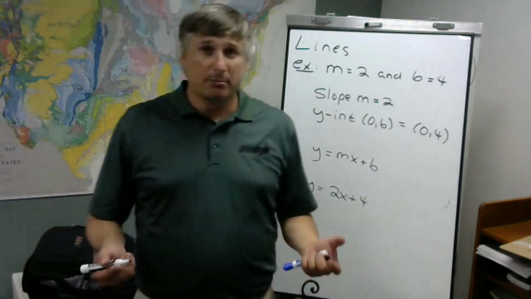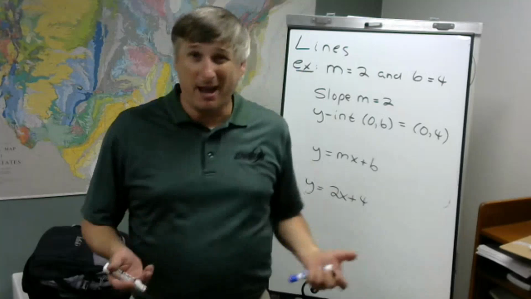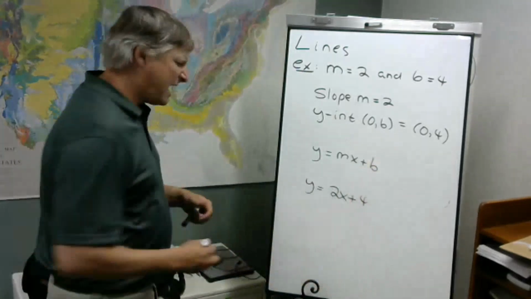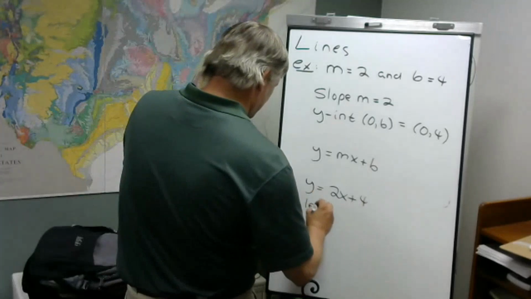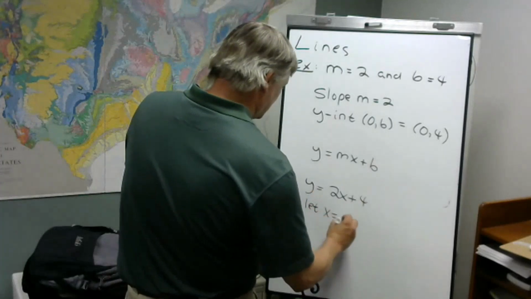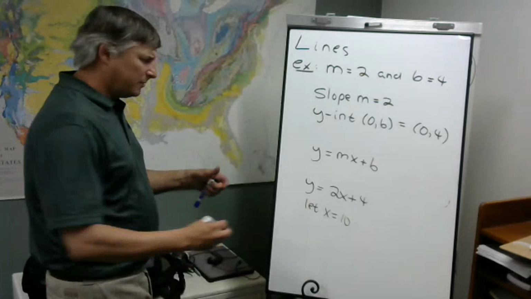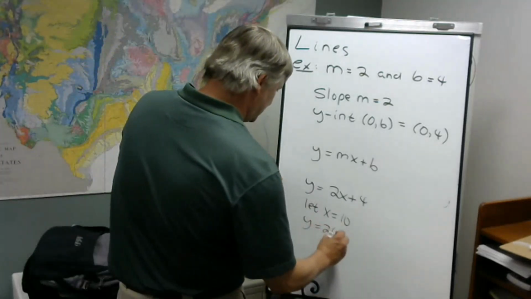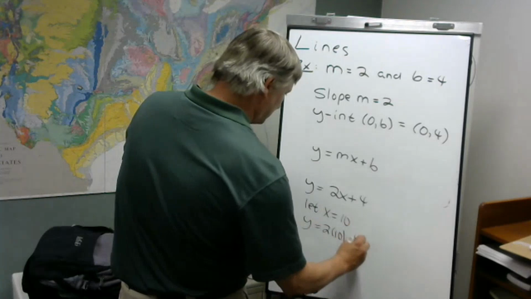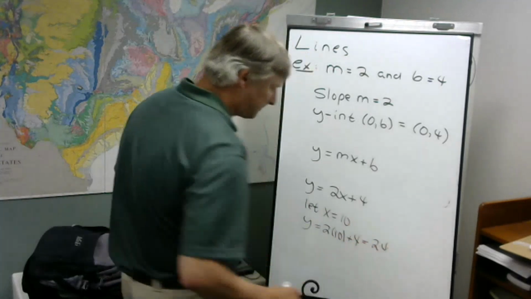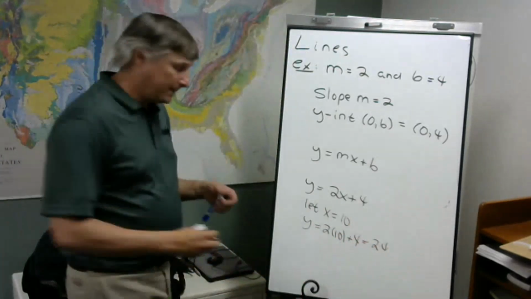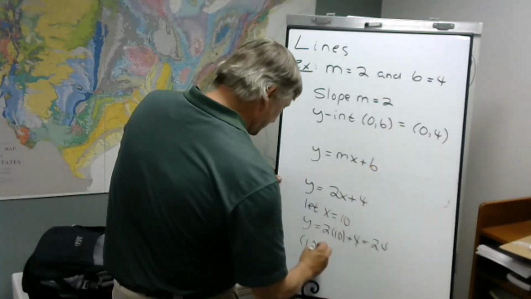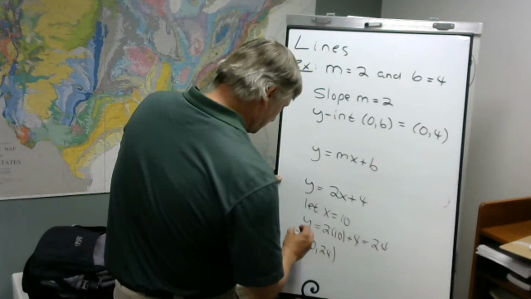And if we want to generate a point on this line, well, we already have a point on this line. Let's generate another one. Let's let x equal 10. Well, then y is 2 times 10 plus 4, or 24. So the point on this line, to go with 0 and 4, is 10 and 24.